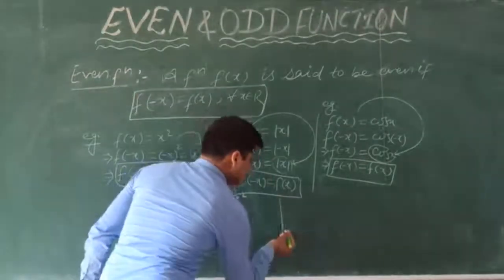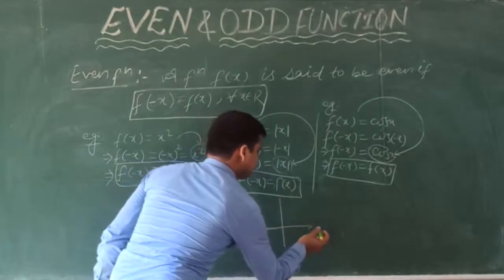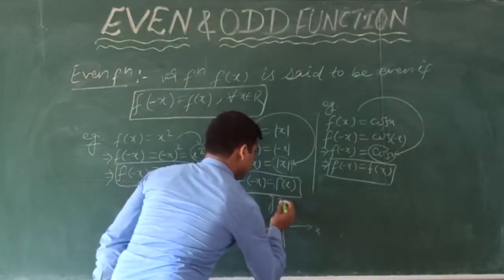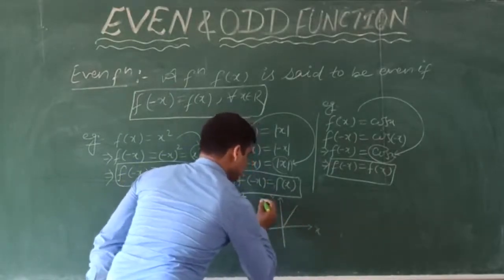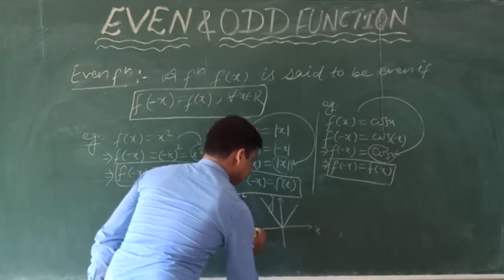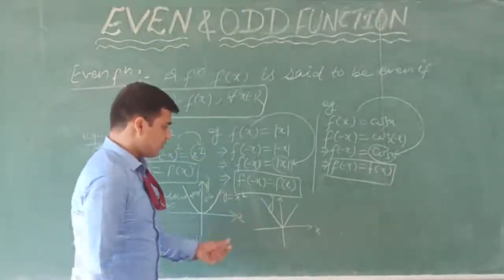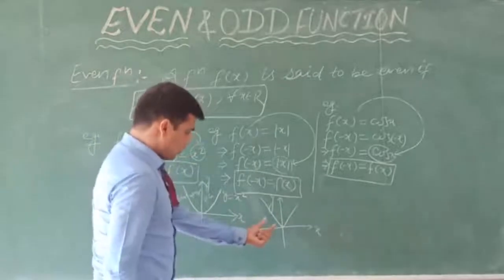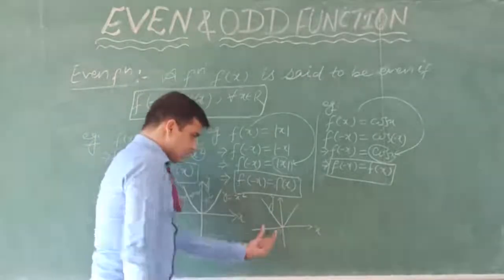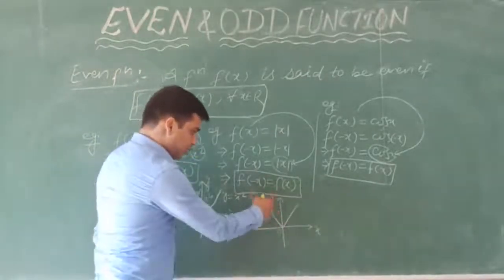What is the graph of mod x? So we know that it is V-shape. Graph of mod x is V-shape. This one is x, this one is y. Okay, I have already discussed this in modulus function. So this is the graph of y equals to mod x. So you can observe one thing here. This graph is also symmetric about origin.